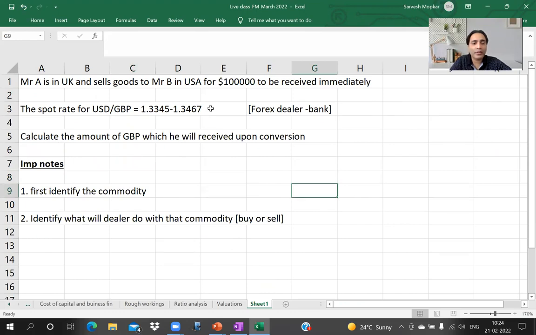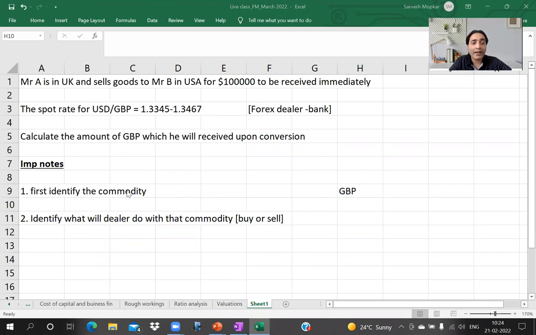Answer these two steps. Okay, we'll go with these two steps. So identify the commodity. Tell me, who is the commodity here? Garima, Fatima, Elsa, who is the commodity? GBP. Fantastic. Very good. Step one, correct. Fatima, step one correct.